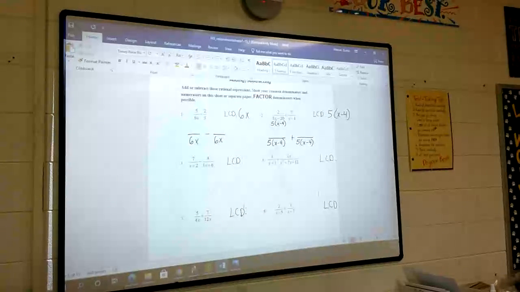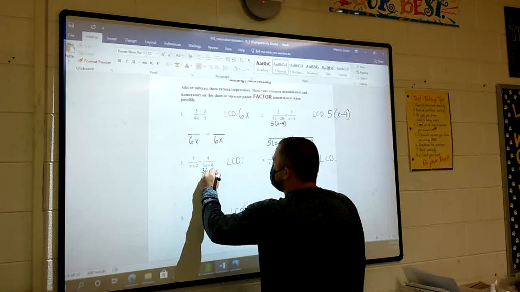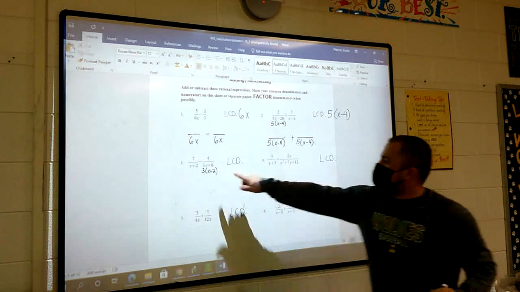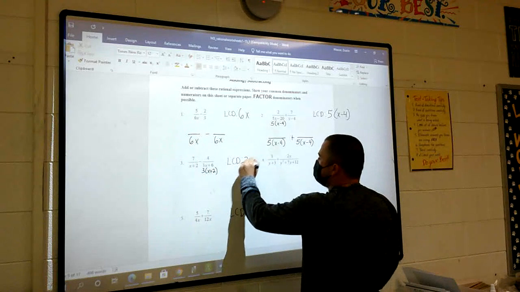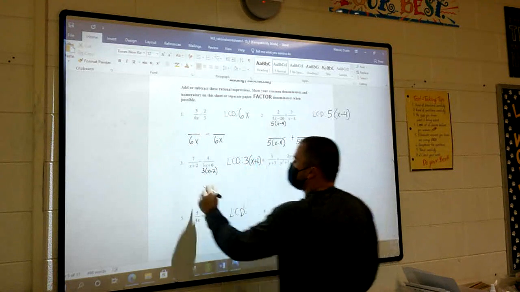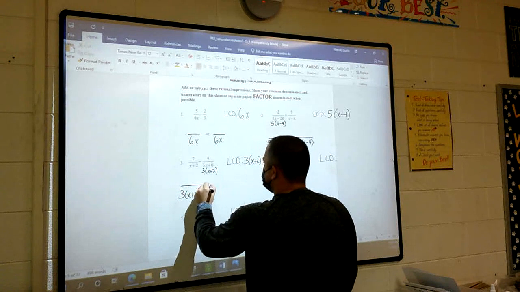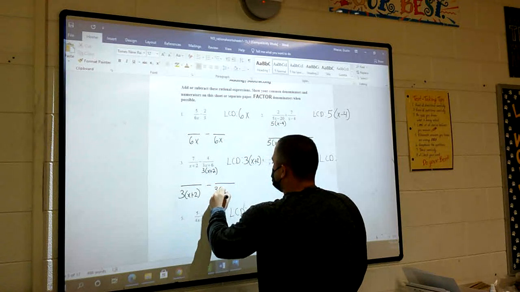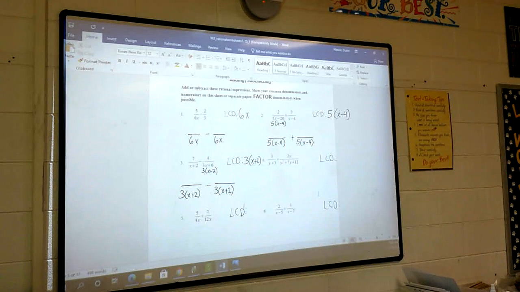All right, let's go to number 3. This is 3x plus 2, because you could take that GCF out. So both of them have x plus 2, and this one also has 3. So the least common denominator is 3 times x plus 2. So you're going to write the 2 fractions. The second fraction is good. It already had 3 times x plus 2. The first fraction only had x plus 2, so you got to multiply it by 3 so that you can then have the least common denominator.